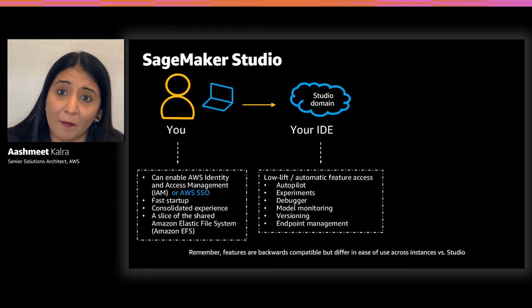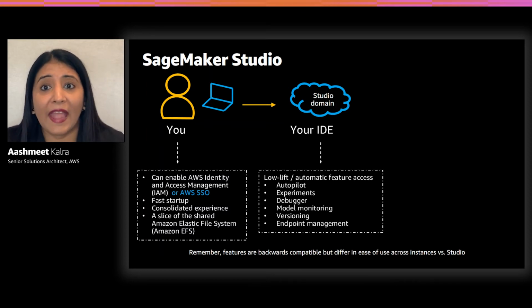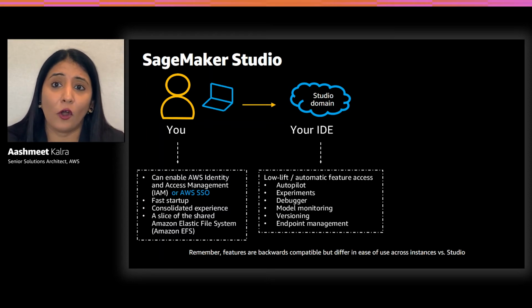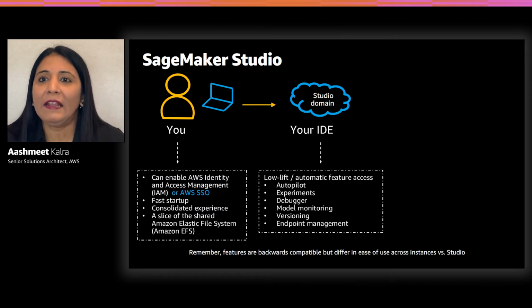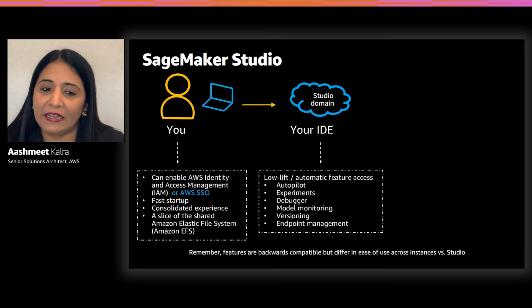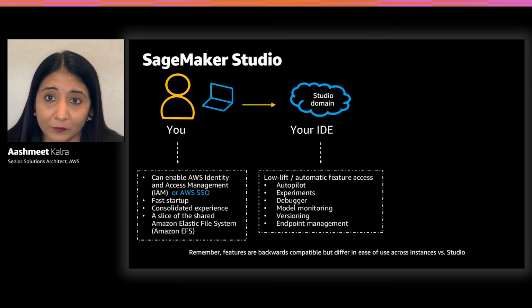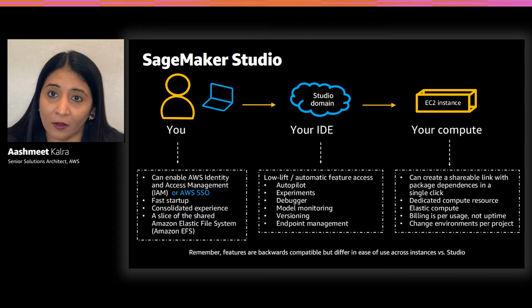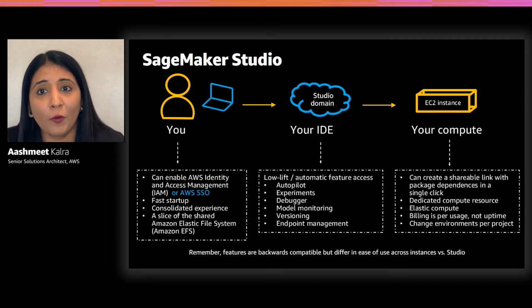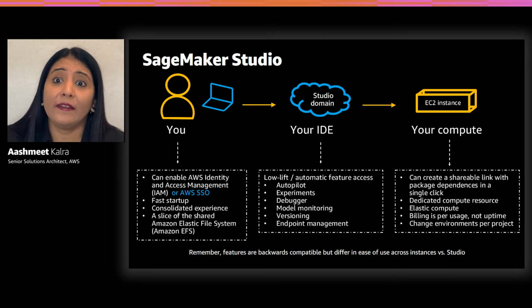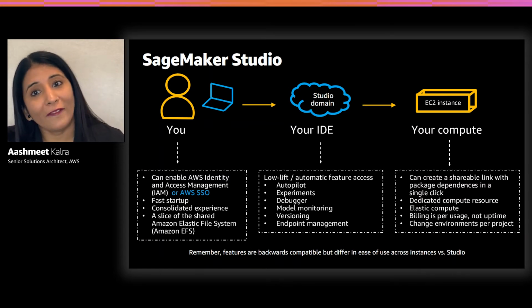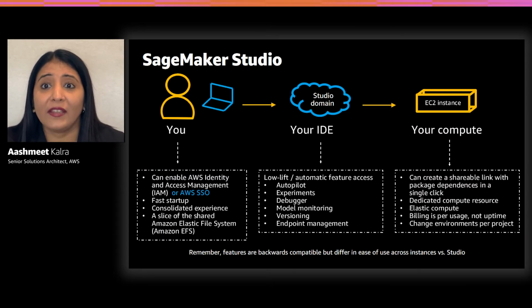with the studio environment as an IDE, the data scientists can access capabilities like Autopilot, experiments, debugger, model versioning and monitoring, and all these capabilities are backward compatible. So users have a single pane of glass view of all the machine learning projects they are executing. Now, a user within a domain has a one-to-one mapping with the EC2 instance, which means that you have a dedicated compute resource, and also that compute resource is elastic in nature.